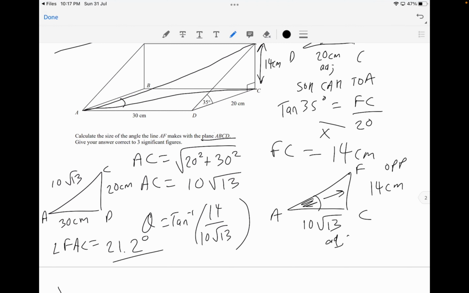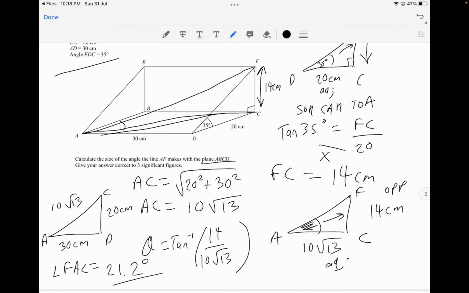So you're just going to write it down as degrees, and it's going to be about 4 marks. So you guys can score that 4 marks. So you have 21.2 degrees. That's your answer, which you're going to use. So all I've done is I found out what AC is, I found out what FC is, and I've used SOHCAHTOA to find out what the angle FAC is.